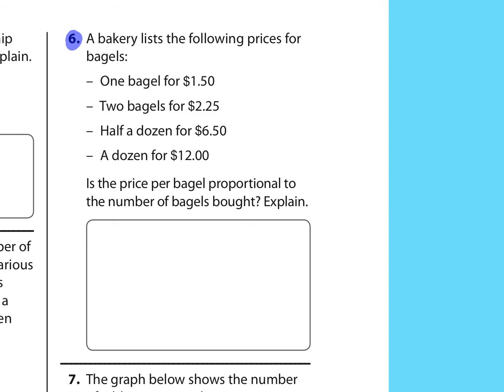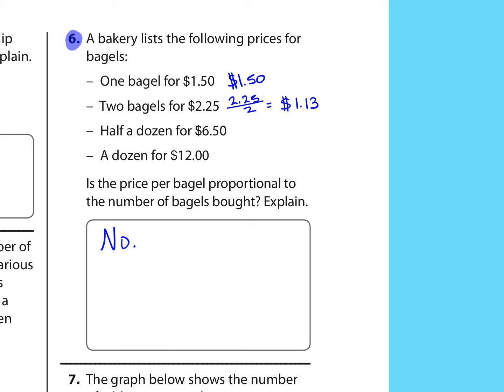Number 6, a bakery lists the following prices for bagels. 1 bagel for $1.50, 2 for $2.25, half a dozen for $6.50, a dozen for $12. Is the price per bagel proportional to the number of bagels bought? Well, let's just look and see if all the bagel prices are the same, then they're proportional. 1 for $1.50, 2 for $2.25. So if I say $2.25 and divide by 2, I get $1.13, and right there, they're different. So the answer would be no.